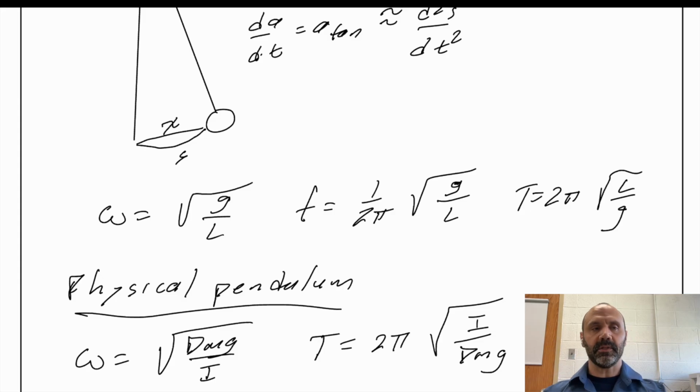A physical pendulum, that's when you have a solid body that's swinging back and forth. So something like a meter stick, or if you took a wheel and you hung it up and the whole wheel was swinging back and forth.